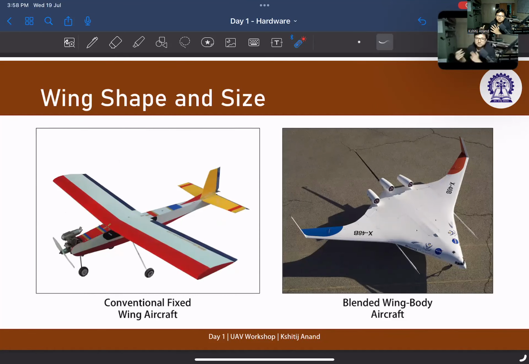So first of all, what kind of wing do we want? How do we decide what wing we want? Mind you, I had already mentioned in the form and in the email also that our studies related to design choices and making the RC aircraft will be centered on a fixed wing UAV for this workshop. Because this is an introductory workshop, we are focusing on fixed wing UAVs.